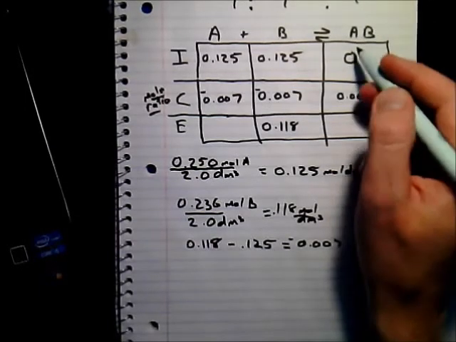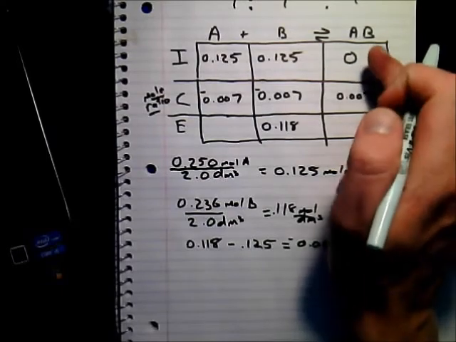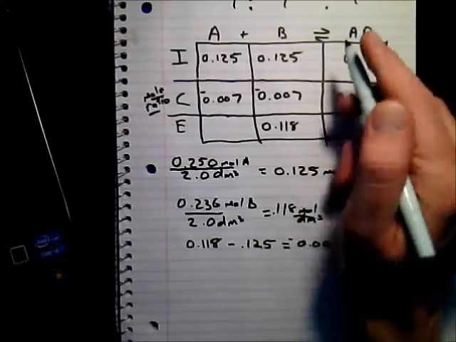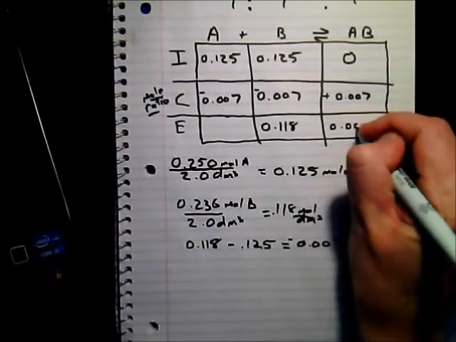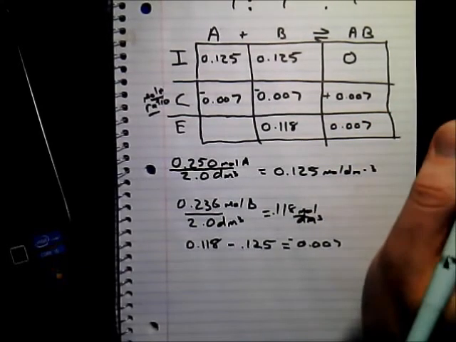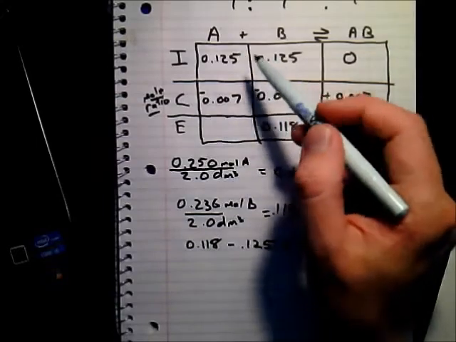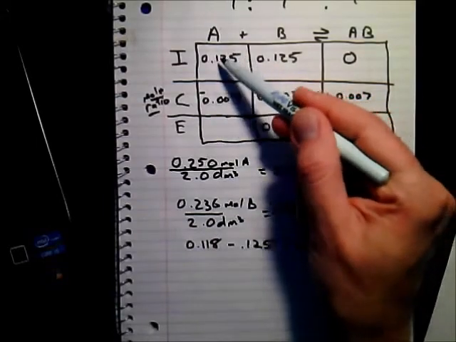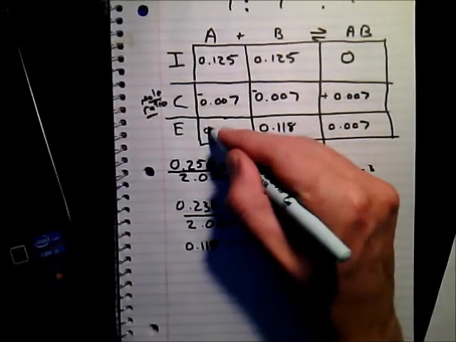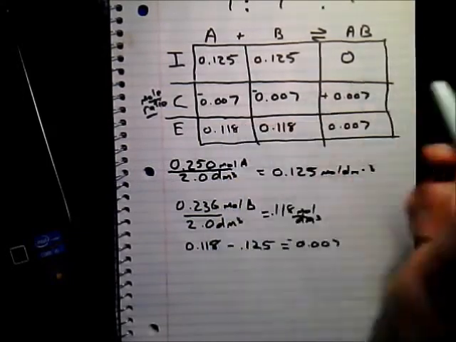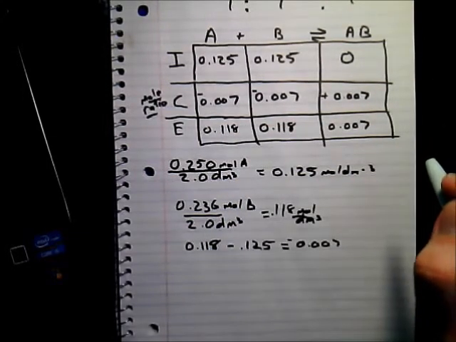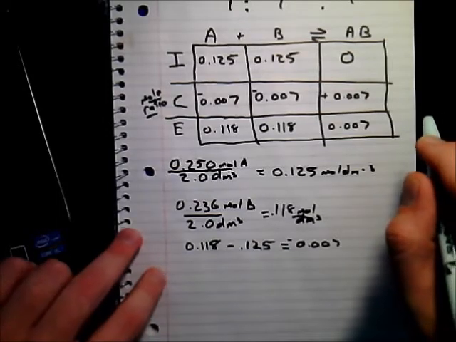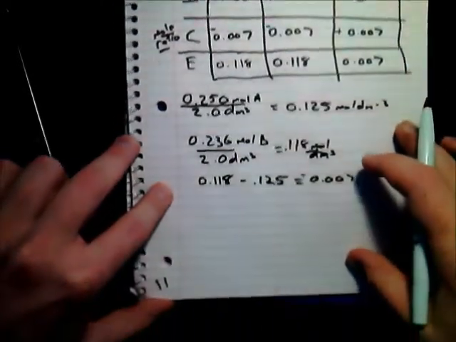So to find our equilibrium values here, we're starting off with 0 AB. Our change is 0.007, so our final concentration of AB is going to be 0.007. And as far as A goes, same number of starting moles, so this is going to end up the same down here. And so there we go. We've got the first part done already. We've got our concentrations of all three species at equilibrium.